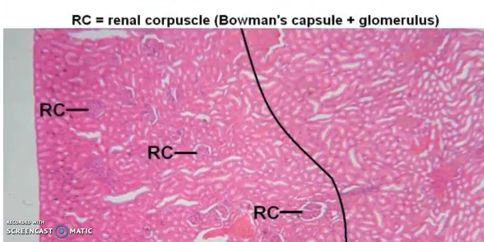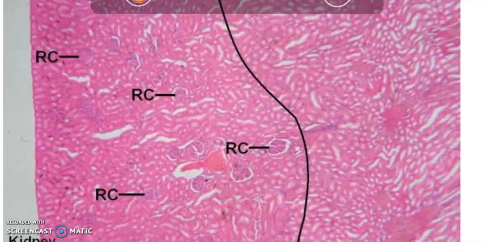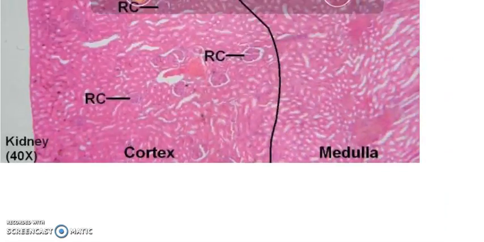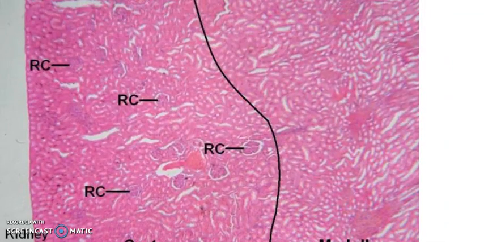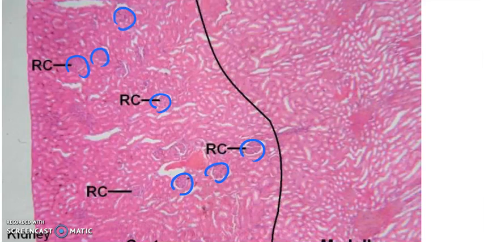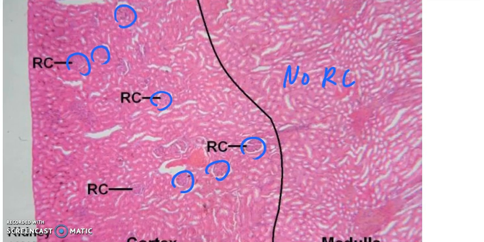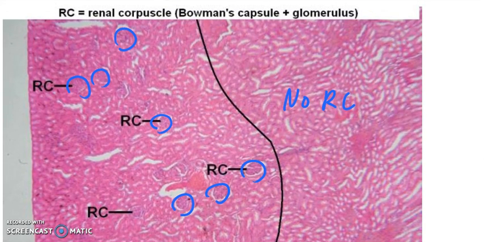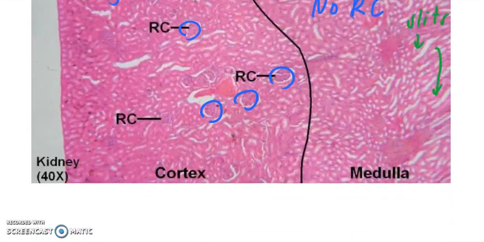Okay, and here's just an image of that. Notice once you stop seeing these circles, you are no longer in the cortex. But this is all cortical tissue up here. So notice here there are no renal corpuscles, and you can start to see your tube slits right there. There's a slit right there. There's a large slit right there.